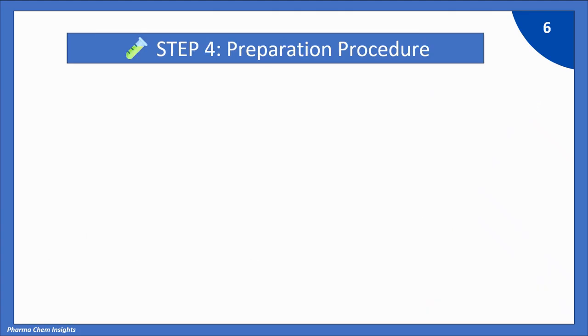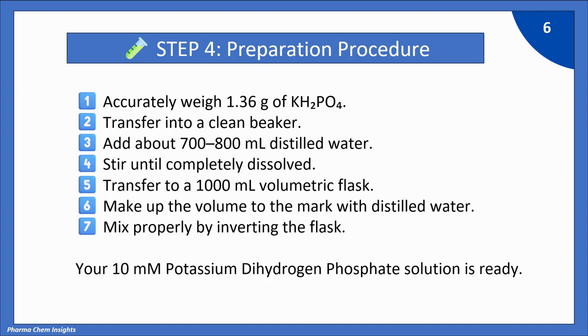Now let's see the preparation procedure. Accurately weigh 1.36 gram of KH2PO4 and transfer into a clean beaker. Add about 700 to 800 ml distilled water, stir until completely dissolved. Transfer to a 1000 ml volumetric flask. Then make up the volume to the mark with distilled water. Mix properly by inverting the flask. So this is your 10 millimolar potassium dihydrogen phosphate solution is ready.